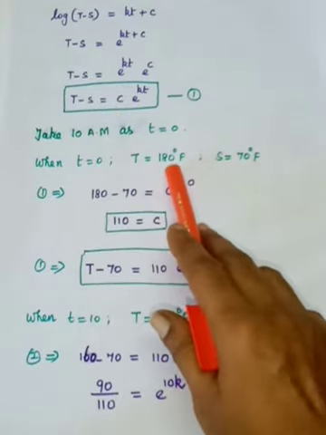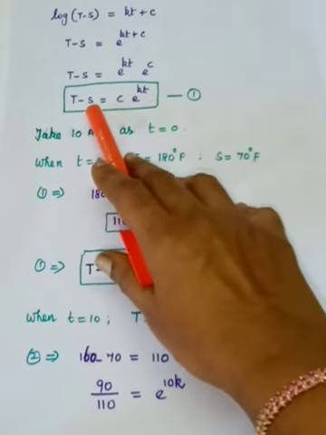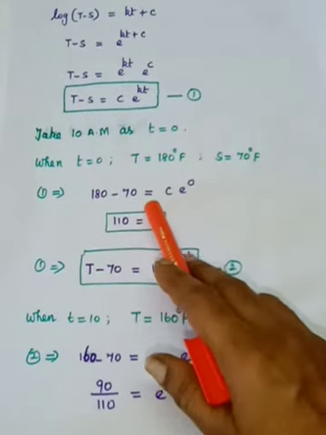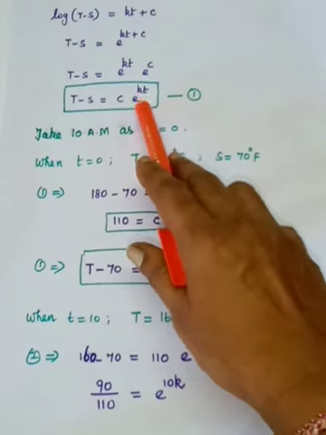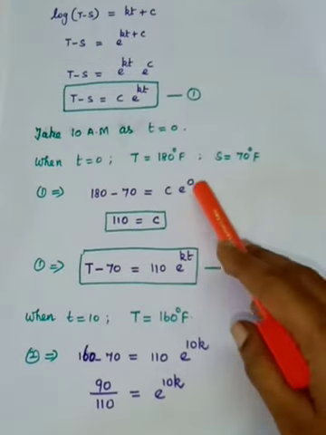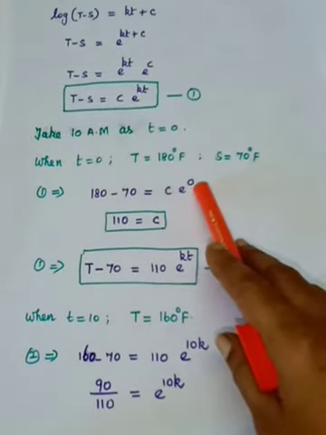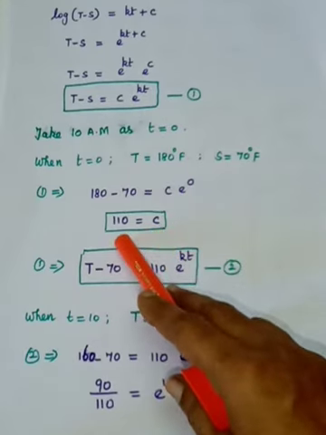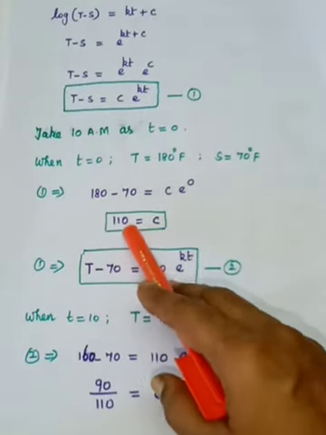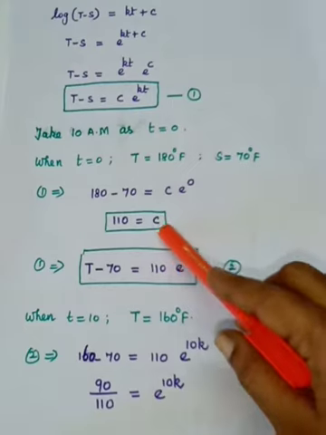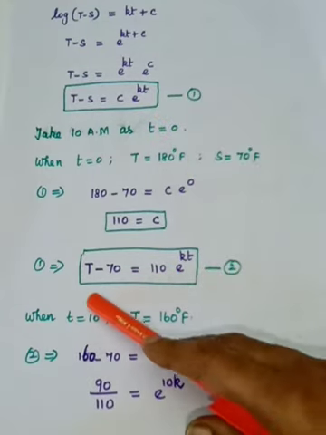So that is 180 minus what is the kitchen temperature? 70 is equal to C e power, in the place of t you have to substitute 0, so e power 0 is 1, so C is equal to 110. 180 minus 70 is 110. After finding C, it has to be substituted in the first equation.